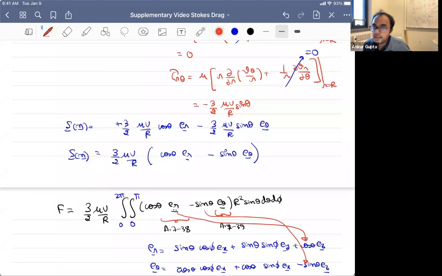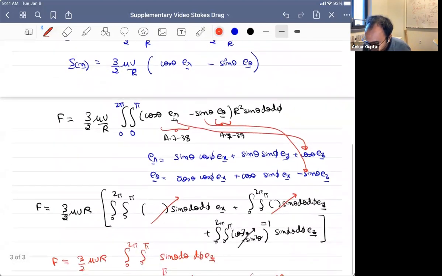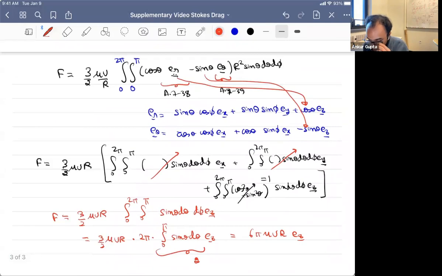But we can't directly integrate because we have to substitute in terms of e_x, e_y, and e_z, which when done, e_x and e_y come out to be 0. You're only left with e_z. And then finally, when you do that, you get to the celebrated result of Stokes drag.